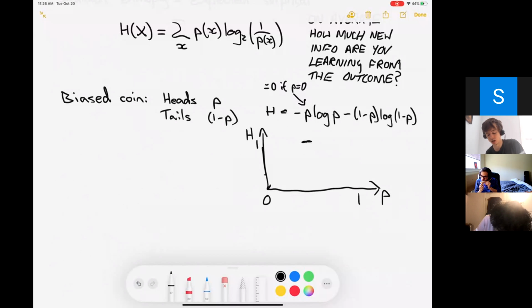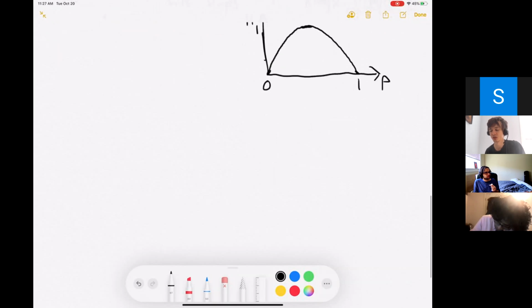Similarly, if p is equal to 1, we know we're always going to get heads. There's no entropy there. And in fact, the full curve looks something like this. Our amount of average expected surprise at the outcome is biggest when it's really an unbiased 50-50 coin, because that's the point where we know least about what the outcome is going to be. So it's a pretty natural definition.